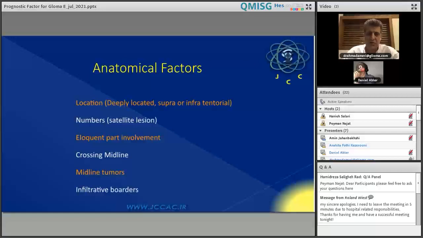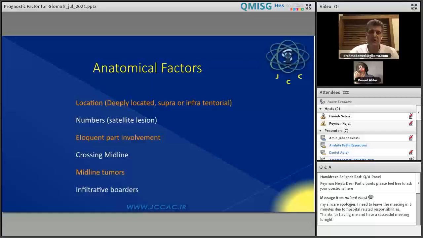In the routine MRI, we usually focus on the location of the tumor. Deeply located tumors have a worse prognosis, especially when the tumor is located around the ventricle, in the subventricular area. We would be more worried about the result of the treatment and the propagation of the tumor in this area. Whether the tumor is supratentorial or infratentorial may affect the treatment results and the patient's prognosis.